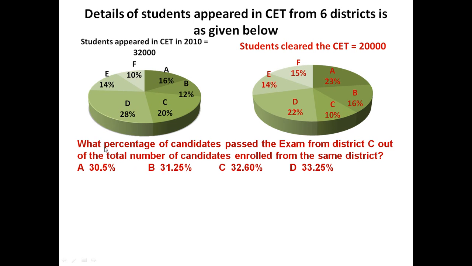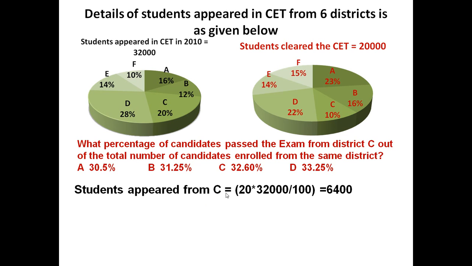Here the first question is, what percentage of candidates passed the examination from district C out of the total number of candidates enrolled from the same district? So from C district, what is the result? First let us determine how many students appeared from district C and how many students cleared the examination from district C. So if you see, total 32,000 students appeared, and from C 20% students appeared.